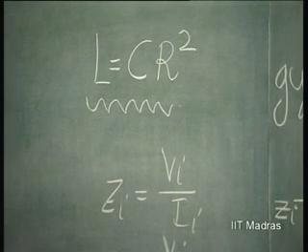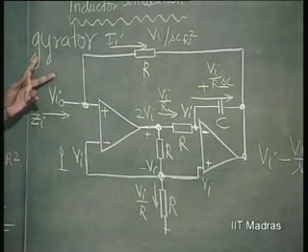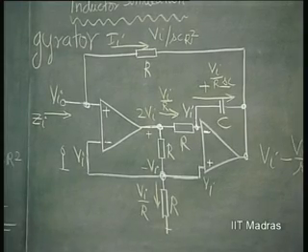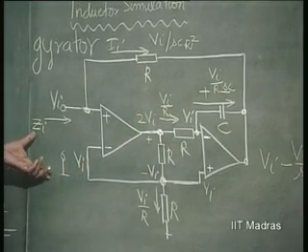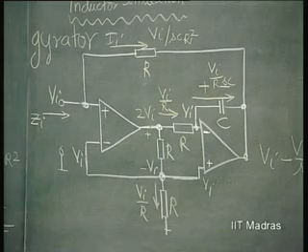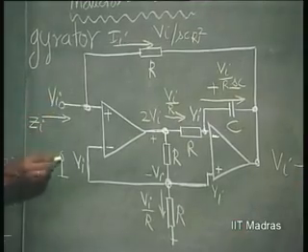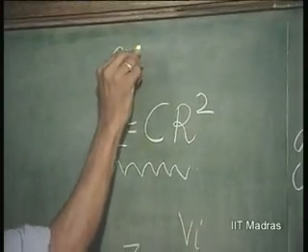So, any such circuit which is terminated by a capacitor and sees an inductor is called gyrator. This is one such circuit which is able to use a capacitor for simulating an inductor of magnitude equal to CR squared. One thing you should note, however, is that this inductor is between this point and ground. Therefore, this is a grounded inductor.